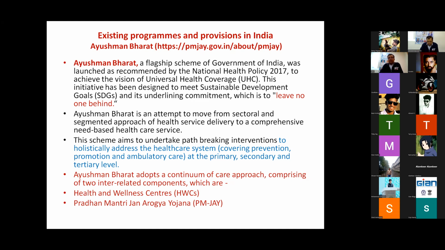Then Ayushman Bharat adopts a continuum of care approach comprising two interrelated components. So continuum of care means there should be a continuity in care, right? And what is this continuity in care? To understand that, we need to understand these two important components. What are these two important components? The health and wellness centers, HWCs, and the Pradhan Mantri Jan Arogya Yojana, PMJAY, right? You might have heard the names of these two things, HWCs, health and wellness centers, and PMJAY, that is Pradhan Mantri Jan Arogya Yojana.